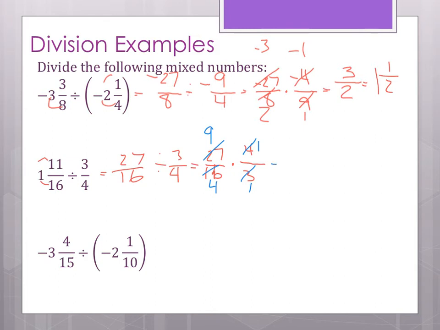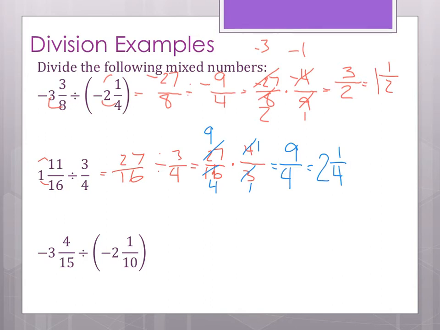Okay. Multiply across the top, I'll get 9. Multiply across the bottom, I'll get 4. So I get 9/4, which is improper. We should convert this back to a mixed number. 4 goes into 9 twice. That's 8. So there's 1 left over to make it 9 over the original denominator of 4. So the answer to this division problem is 2 and 1/4.